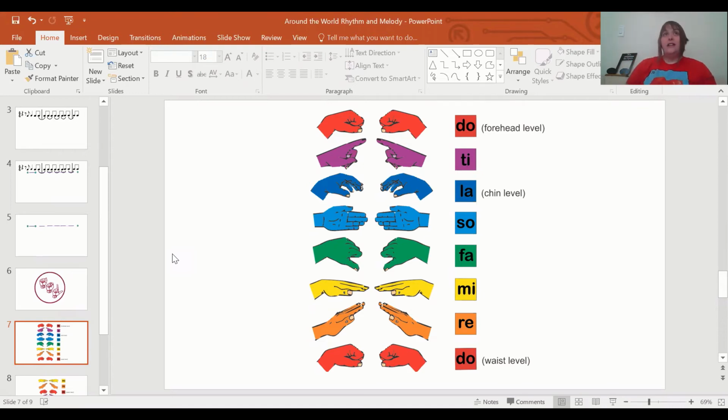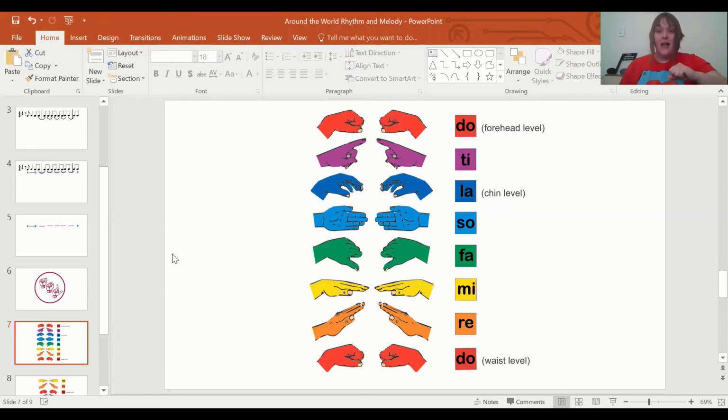Some students in second grade only know so and me and la. But guess what, second grade students, you're about to jump up some levels and learn the whole scale. Third graders, you guys only knew do, re, mi, so, and la. But fourth graders, you guys already knew this whole scale, so this is a review for you. So I need your help.